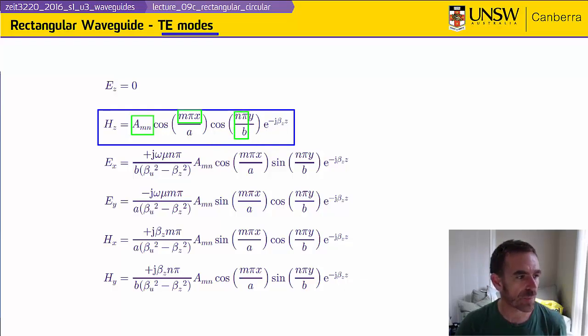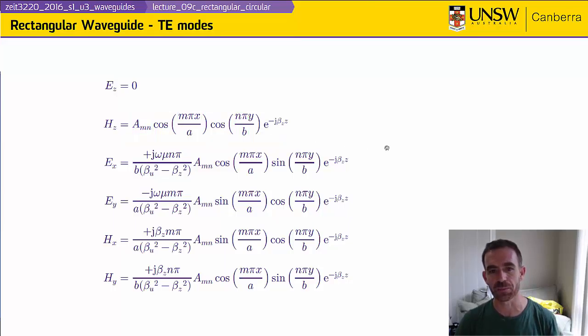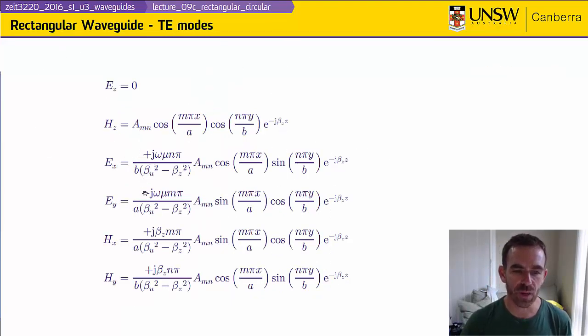And of course we have our propagation term, our propagation constant, where we've got e to the minus j beta sub z times z. Right? So let's take a look at what happens when we evaluate each of these 5 functions for a few of the modes. We'll start off with the lowest order mode, or the dominant mode. The dominant mode is the one that has the lowest cutoff frequency.